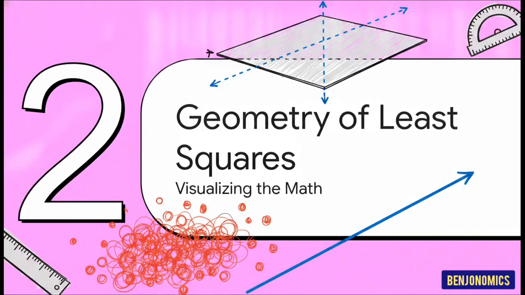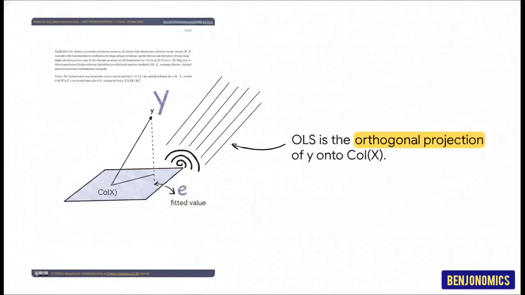Moving on to Section 2, the geometry of least squares, visualizing the math. Now, what's really fascinating here is how we can completely shift our perspective from pure algebra to physical space. This is actually lemma 1 of our underlying proof. Ordinary least squares, or OLS, isn't just some blind mechanical calculation. Geometrically speaking, it represents casting a shadow.